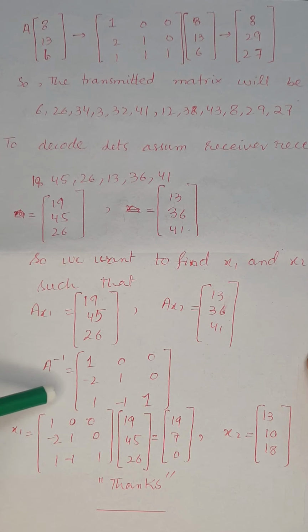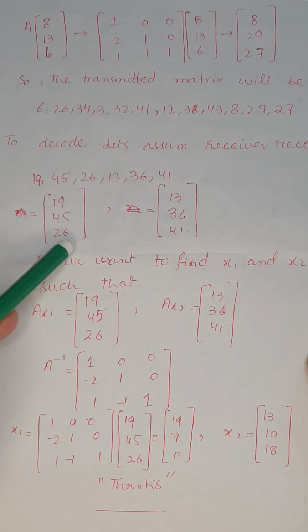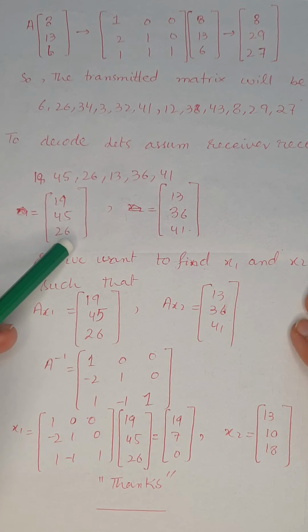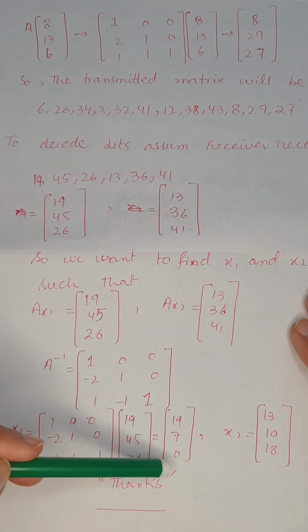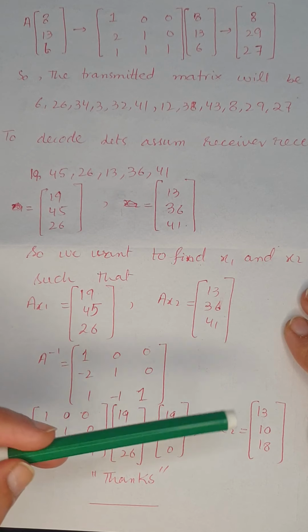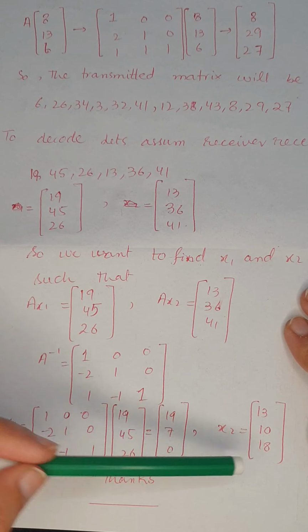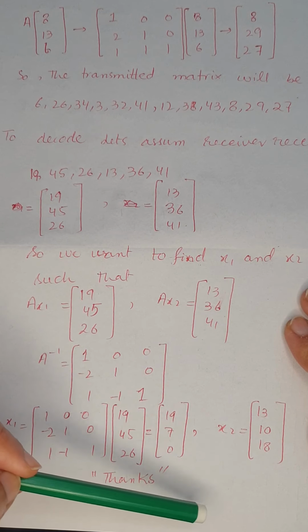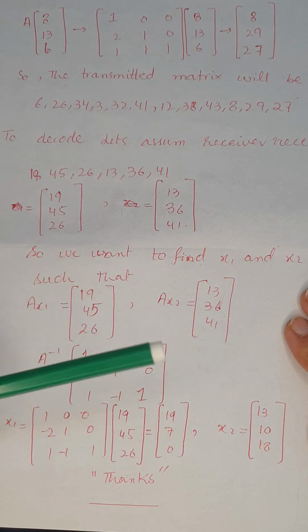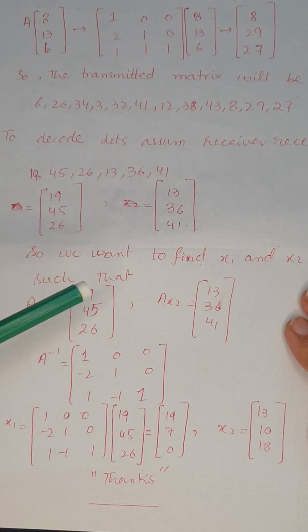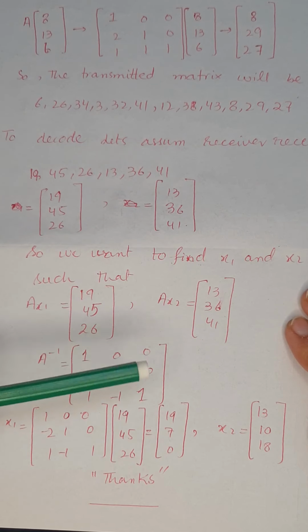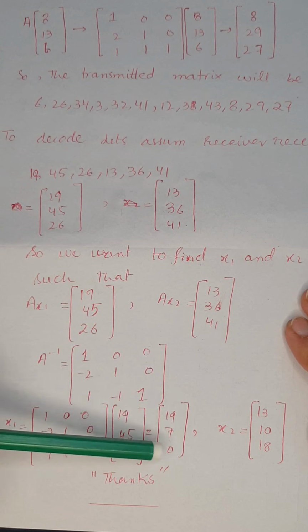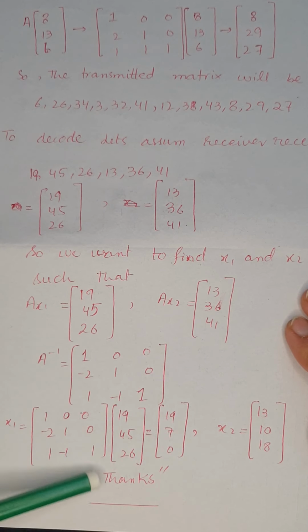The first step is to find the inverse of the encryption key, and then x1 is found as A inverse times my first message received at the receiving side. This gives me 19, 7 and 0. Similarly, x2 results in 13, 10 and 18. And if you write down this sequence and then decode it as per the previous sequence, meaning 0 corresponds to A, 1 corresponds to B and so on, you will receive the original message, which was equal to "thanks".